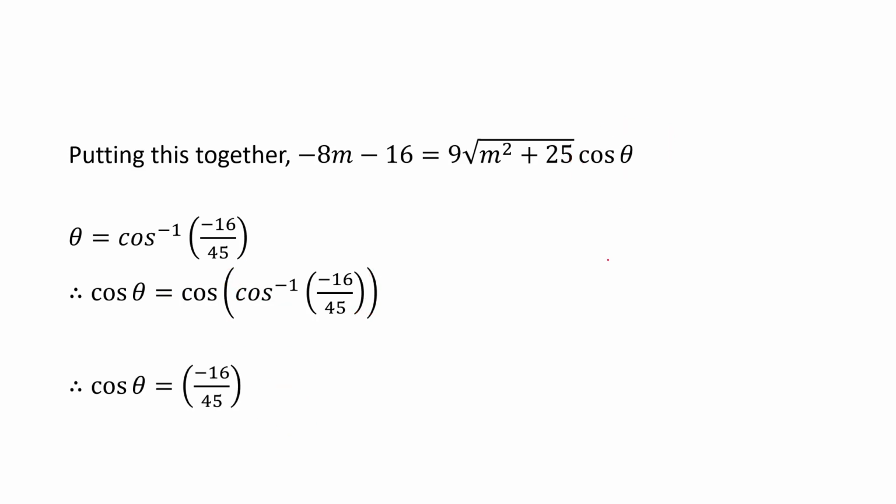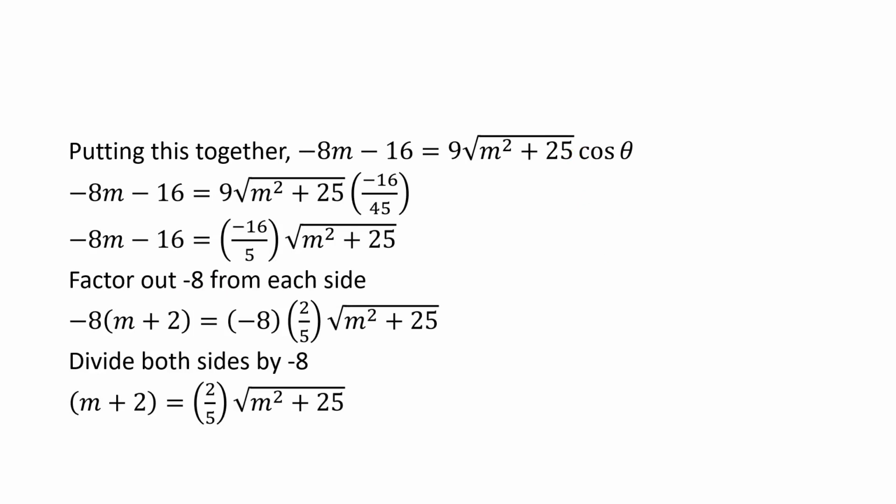And when we do that, we get negative 8m minus 16 equals 9 times the square root of m squared plus 25 times negative 16 over 45. This 9 and this 45 can cross out the way I've shown there. Now we can factor negative 8 out from both sides. If we factor it out of the left, we get negative 8 times the quantity m plus 2. If we factor it out of the right, we get negative 8 times 2 over 5 times the square root of m squared plus 25. So we can divide both sides by that negative 8, and we get this answer right here.